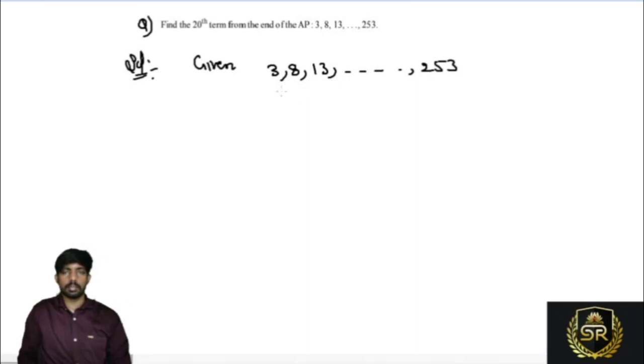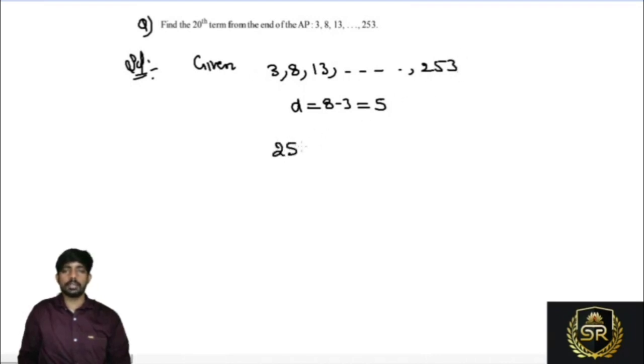First of all, what is the common difference for this series? 8 minus 3 is 5, right? 13 minus 8 is also 5. So the common difference is 5.